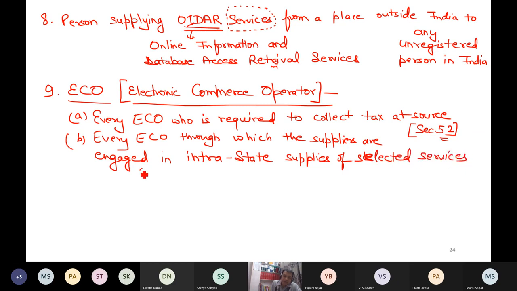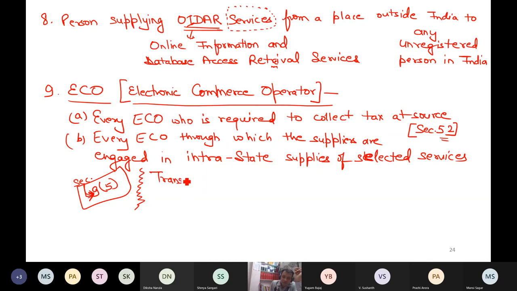So those I can tell later on. Those are same just like section 9.5. If you remember section 9.5, what was there in 9.5? There were three services that, as per section 9.5, when services are supplied through electronic commerce, the operator is under obligation to deposit tax with the government of India. But not all the services, only three services are covered in this case.